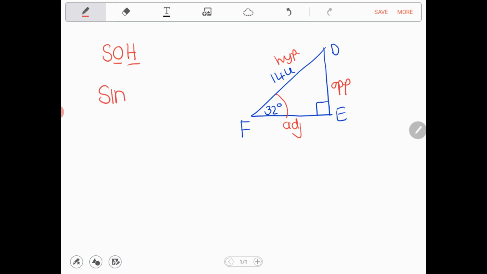So we say sine, and then you look and see which angle did you name the triangle with, and you use the 32. So you have to write sine of 32 is opposite, which is the side you're looking for, over your hypotenuse, which is 14. All right, so we make the equation. And then we solve the equation using equation rules.